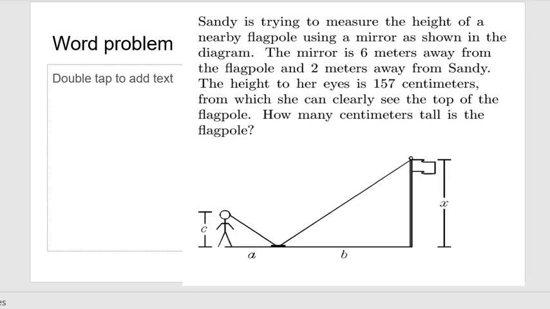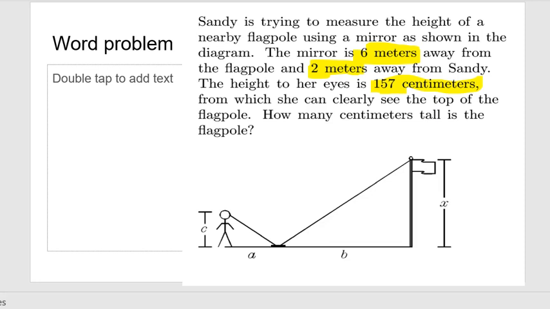Alright, so we're going to go over some word problems. It says Sandy is trying to measure the height of a nearby flagpole using a mirror, as shown in the diagram. The mirror is 6 meters away, and the flagpole is 2 meters away from Sandy. The height of her eyes is 157 centimeters, from which she can clearly see the top of the flagpole. How many centimeters tall?